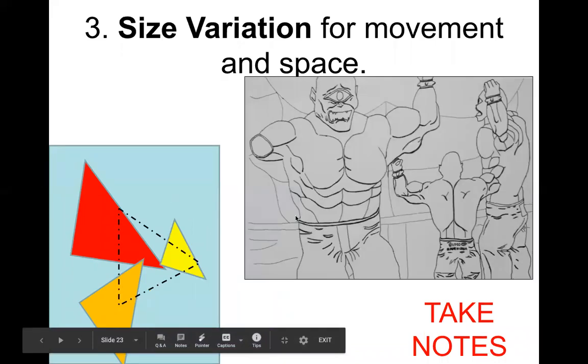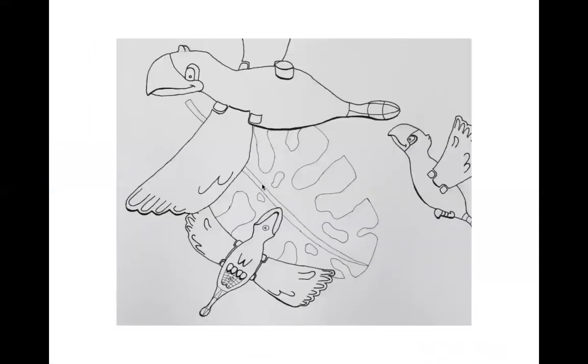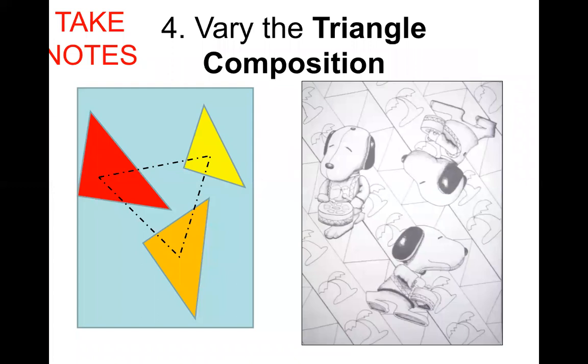Another thing that creates movement is size variation. Our eyes will naturally travel from small to big or big to small, right? So you can make your objects all different sizes. Vary the sizes of your toys in your sketches. This one has leading lines and size variation. Notice how our eye moves in that triangle based on position and size. And then vary your triangle.